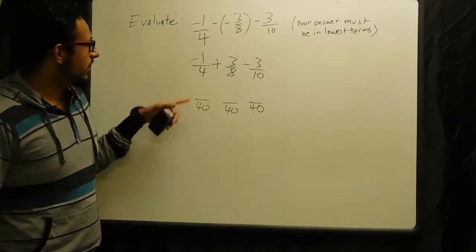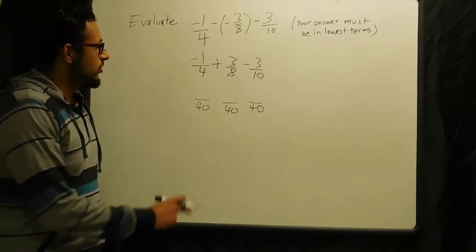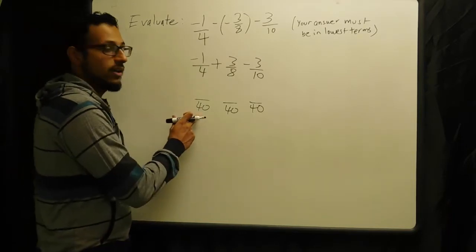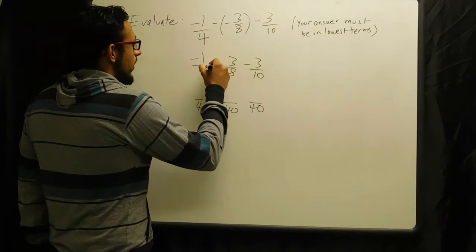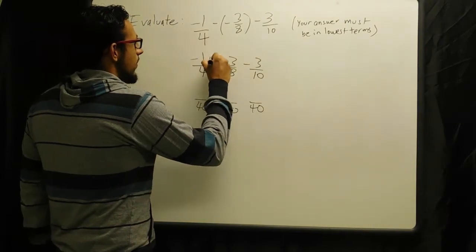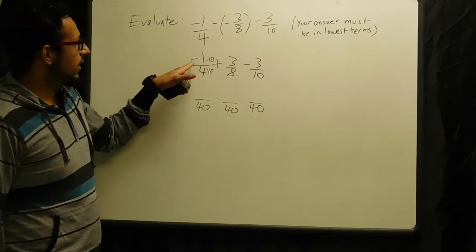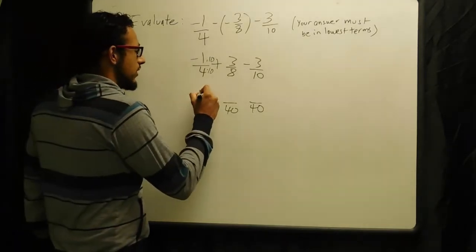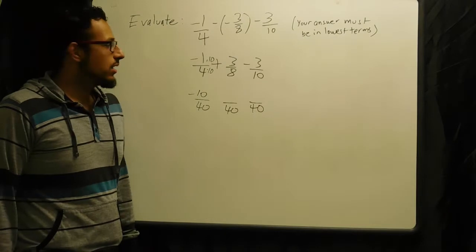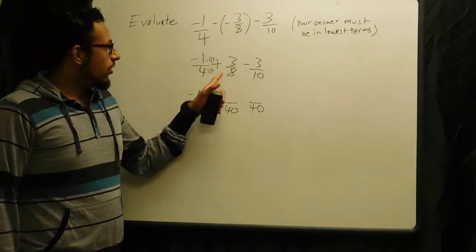So to get from here to here, we're going to have to multiply a number. So 4 goes into 40 10 times. So we're going to multiply this by 10 and also the top by 10. So 4 times 10 is 40. Negative 1 times 10 is negative 10. So we're going to do that for all the fractions, right?